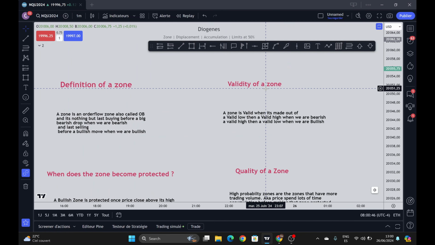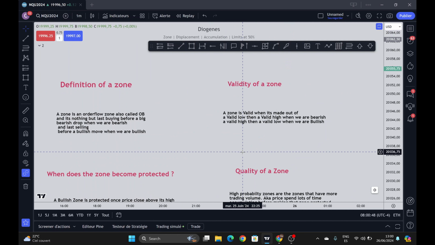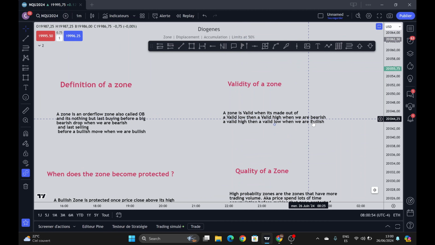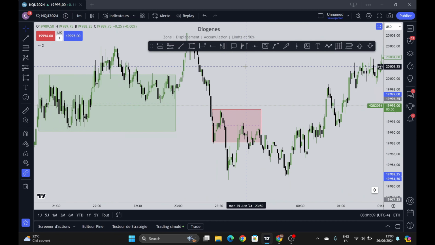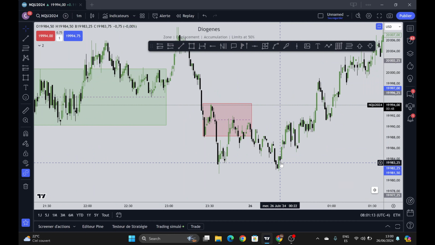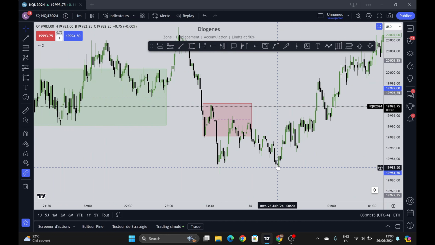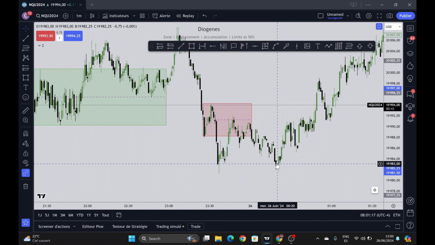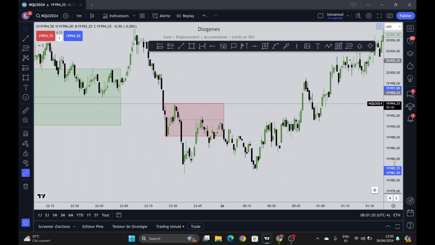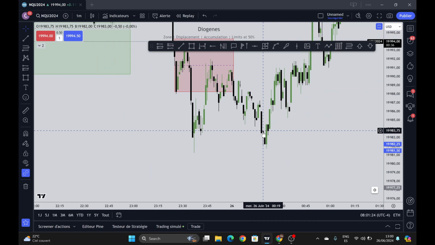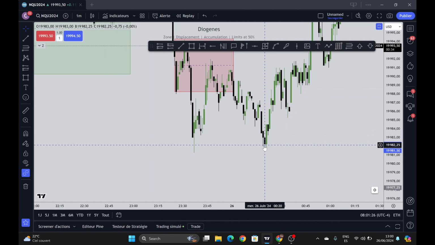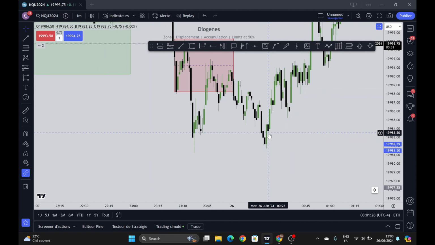Number 2, validity of a zone. A zone is valid when it's made out of a valid low, then a valid high when we are bearish. What is a valid low? A valid low is when we close above the last down closing candle in a swing. So in this example, this is the last down closing candle in this swing, not this, because it didn't close under this. So closing above it makes this a valid low.